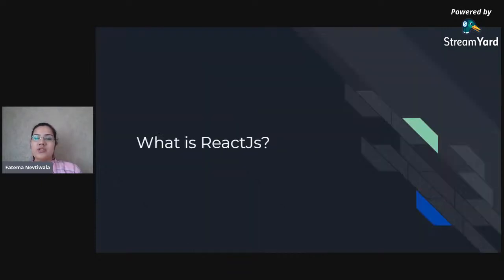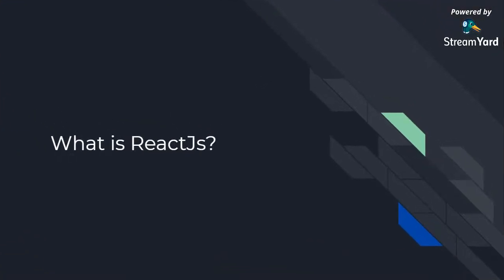Let's start with it. First of all, before we start any new technology, we need to know what that particular technology is. React.js is a front-end library. It's an extension of JavaScript. JavaScript has many frameworks like Angular. Angular is more familiar and more famous. React is also very famous nowadays, and we also have Vue.js. So there are many frameworks that are extensions of JavaScript.